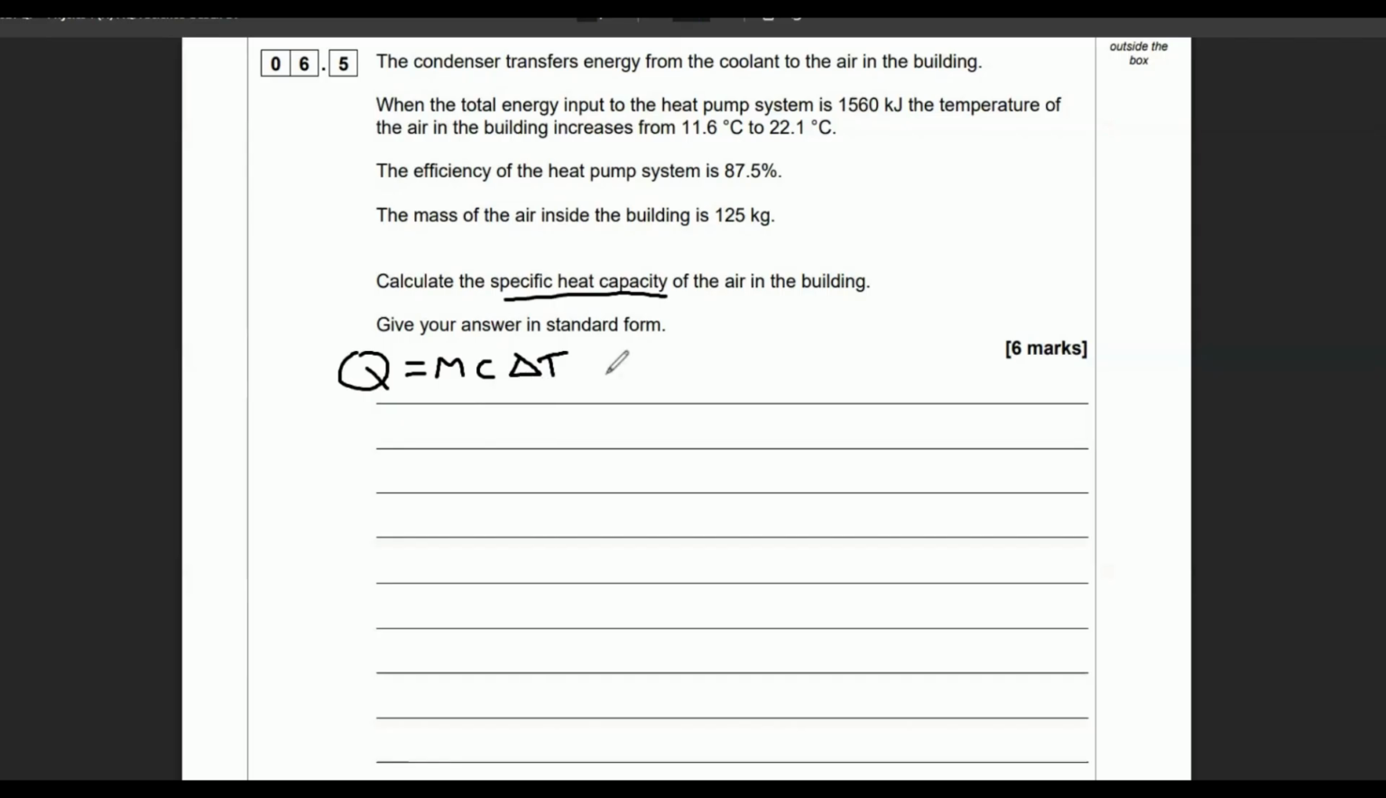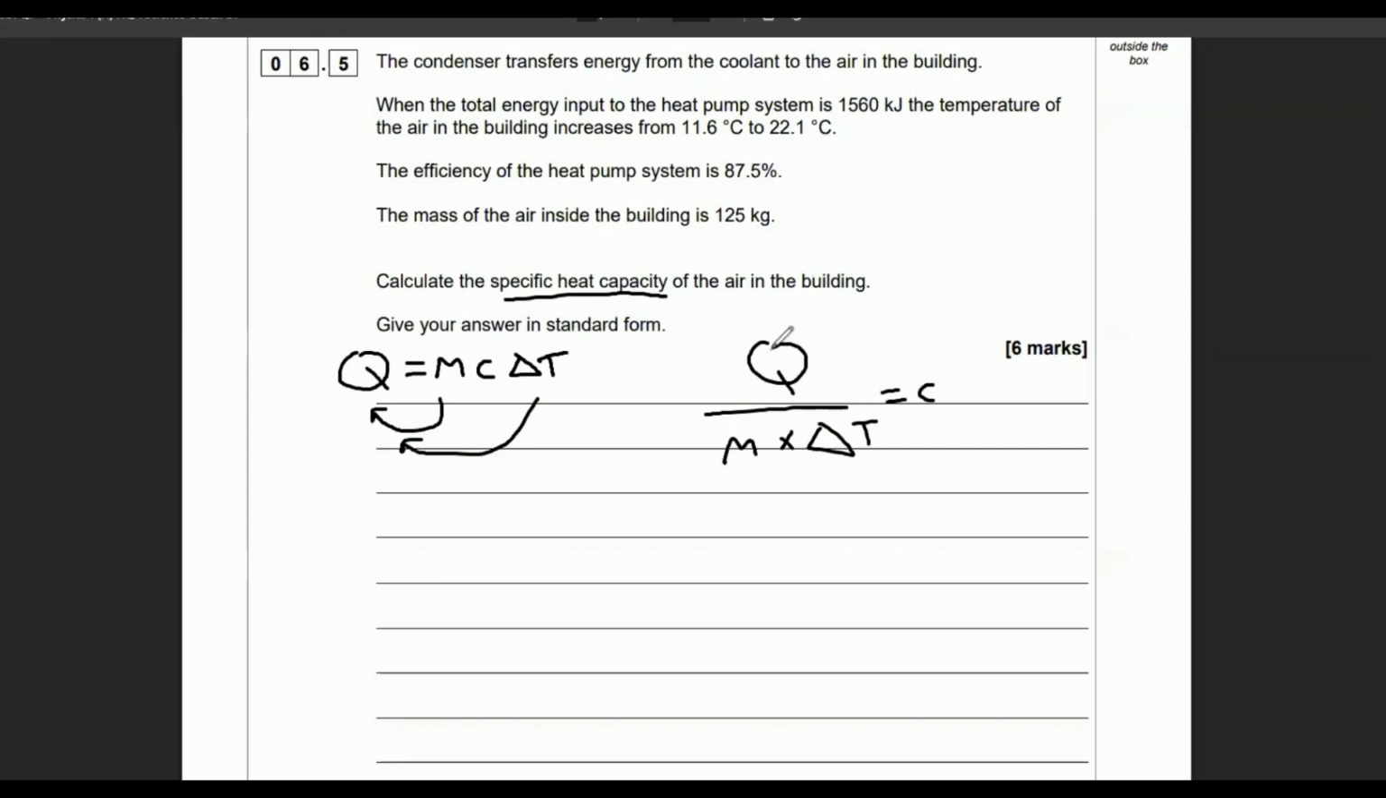So we need to rearrange that to find the specific heat capacity. What I need to do is divide both sides by the mass, and divide both sides by delta T. And what I'm going to end up with is Q divided by m times delta T, and that is going to equal the specific heat capacity. Now I need to see if I have all of the bits that I need, because for 6 marks, this is going to be a little bit more complicated than it looks.